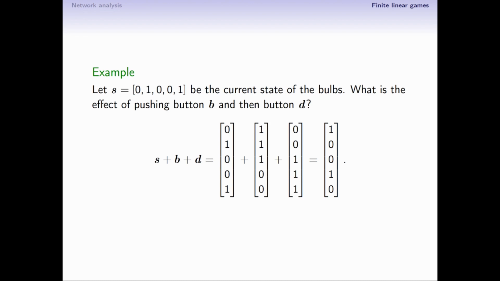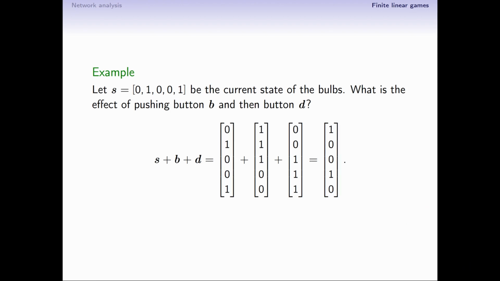So imagine we have exactly the same starting state vector, 0, 1, 0, 0, 1. But now I want to push button B and then button D. So what I can do is take my state vector, my button vector B, and my button vector D, and now I can add, right? I can add in the Z2 sense and get the updated components. I just have to add 0, 1, and 0 in Z2. That's 1. 1, 1, and 0 is 0. 0, 1, and 1 is 0. 0, 0, and 1 is 1. And 1, 0, and 1 is 0. So there's my new state vector. Bulb A is on, bulb D is on, and all the other bulbs are off.